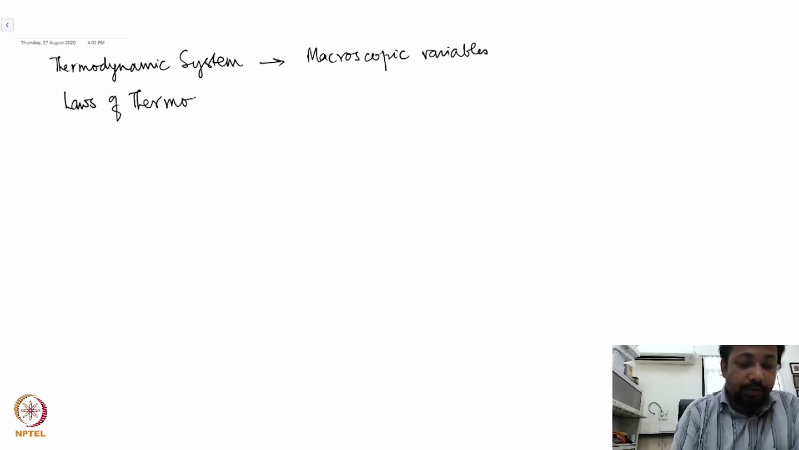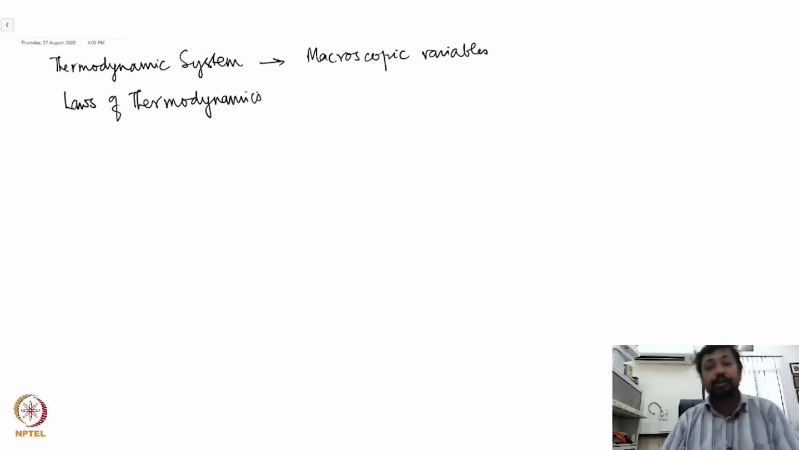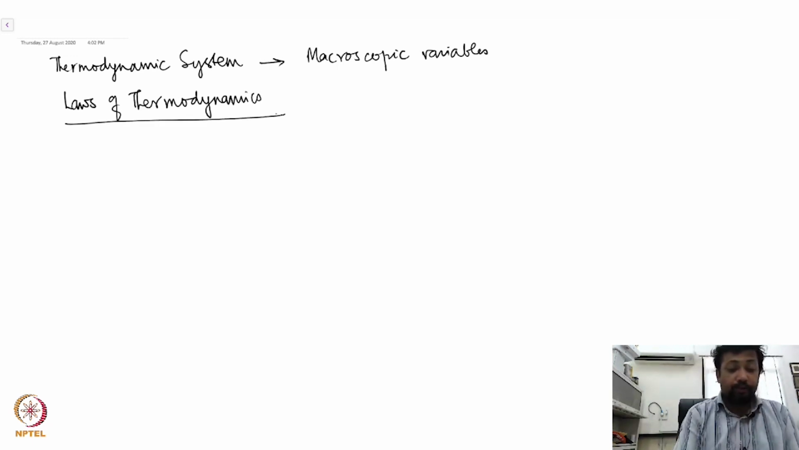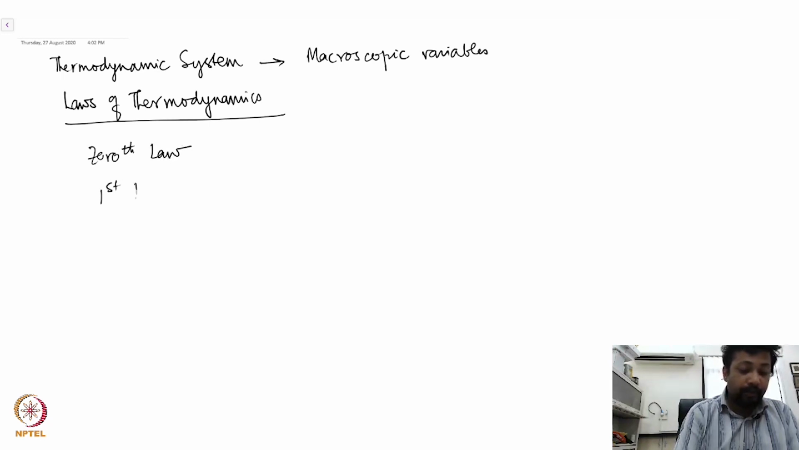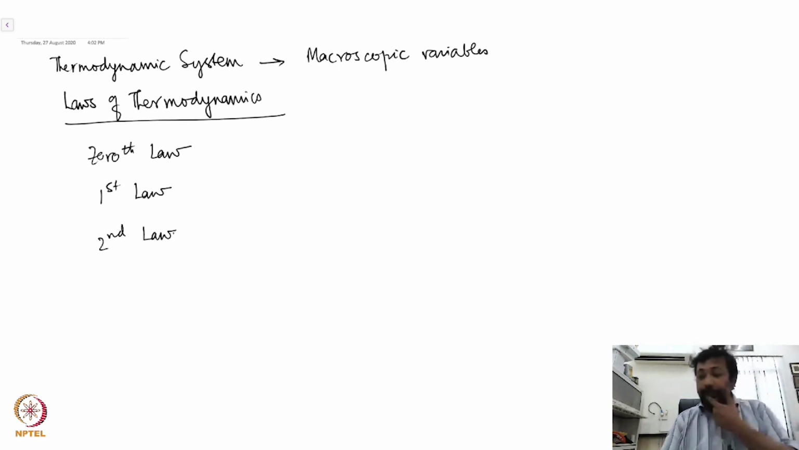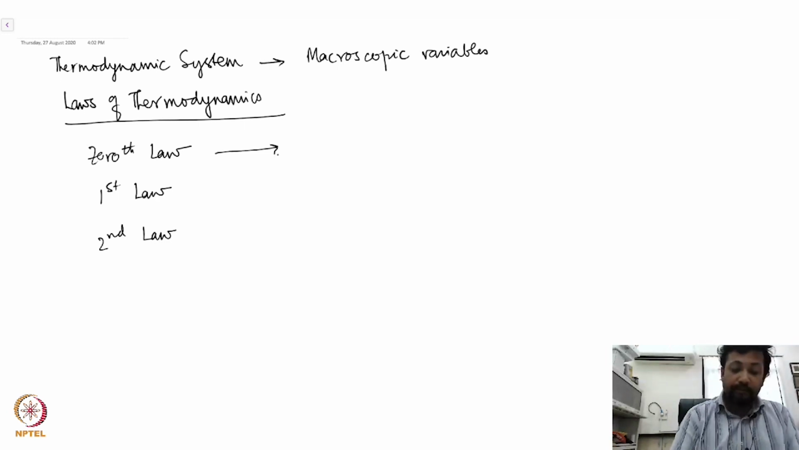Now, these laws essentially originate from our common experience, and we know that there are three laws: the zeroth law, the first law, and the second law. Now, the zeroth law is very simple. What it says is the following.